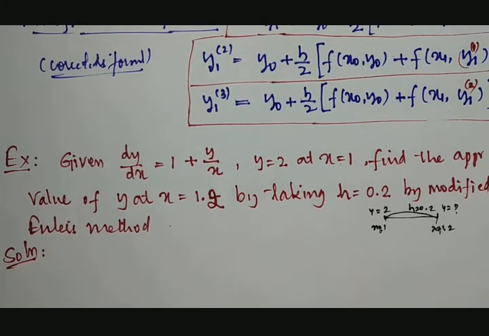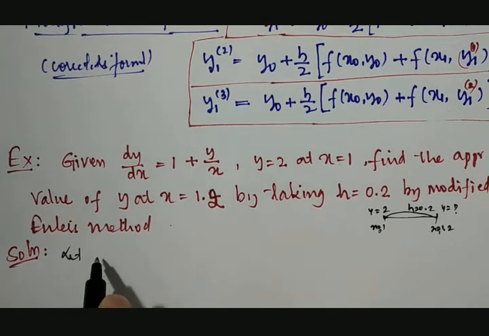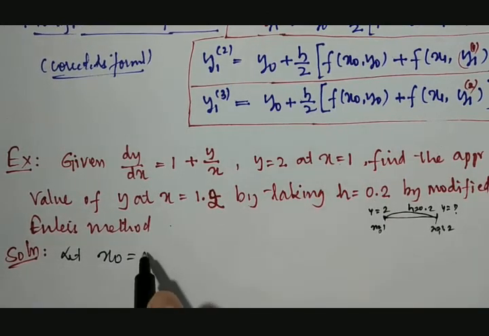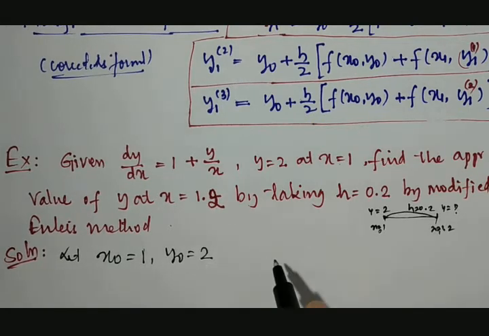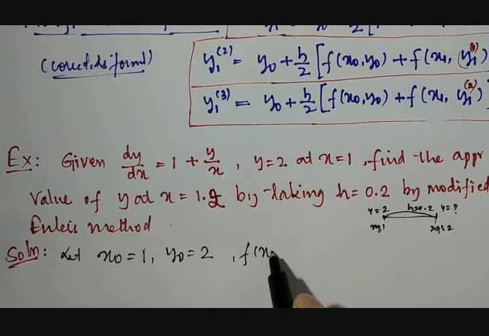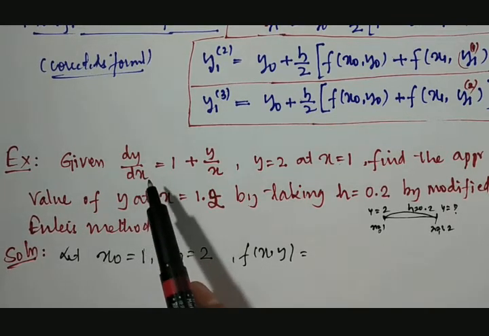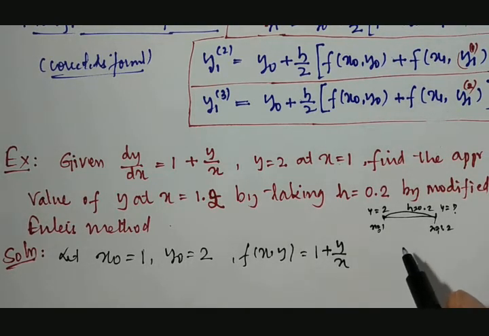Fine. So let us start taking the given terms here. Let, in this case, x0 is equal to 1, y0 is equal to 2. Then f of x comma y, which is this dy by dx, will be taken as f of x comma y is nothing but 1 plus y by x, where h is equal to 0.2.